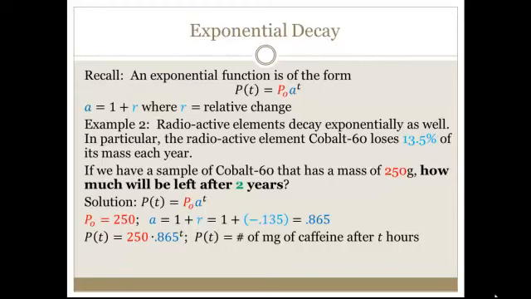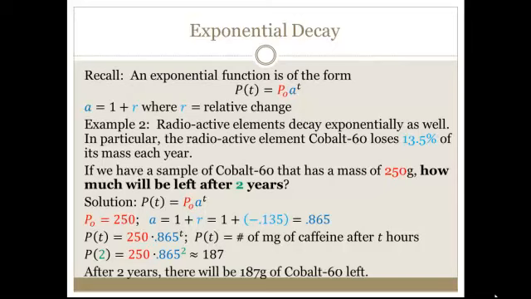Here, the phrase, how much will be left after 2 years, is asking, what's p of 2? Evaluating our model, we get that p of 2 equals 250 times 0.865 squared, which comes to roughly 187. So after 2 years, there will be 187 grams of cobalt-60 left.